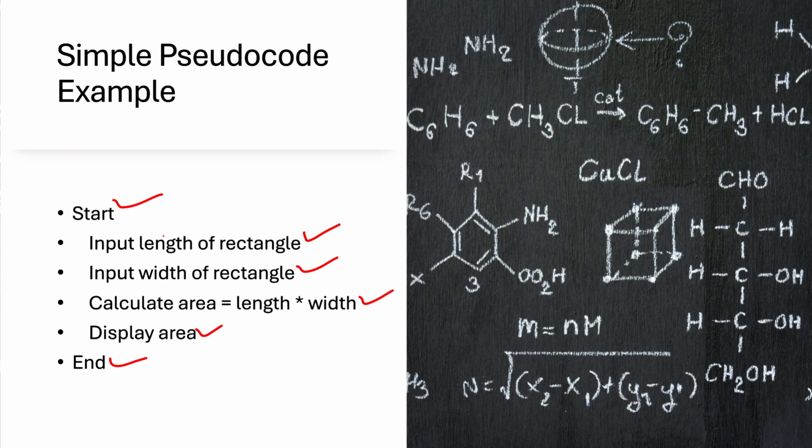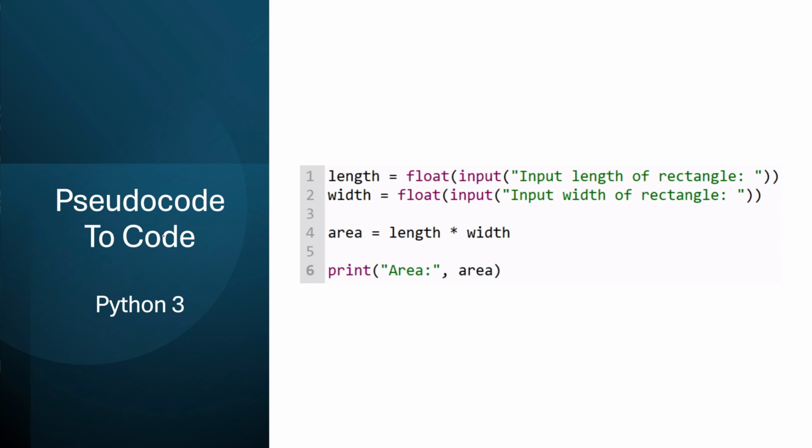So for the pseudocode that we just looked at, I actually went ahead and wrote a Python program just to do this quickly. It's pretty straightforward, I think. So again, we're going from pseudocode to code, and we're using Python 3. So we get the length from the user, so float input. This is something that we will be going over later on, but don't worry about it now.